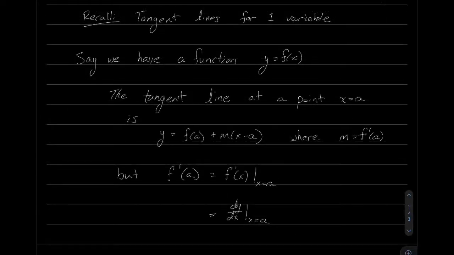So let's go back to single variable stuff without a parameter, and say we have a function y equals f of x. Now, the tangent line at a point x equals a is going to be y equals f of a, which is our height at that point, plus m times x minus a. And the important part here is that m is equal to f prime of a, our derivative. But f prime of a is equal to f prime of x at the point x equals a, which is dy dx at x equals a.